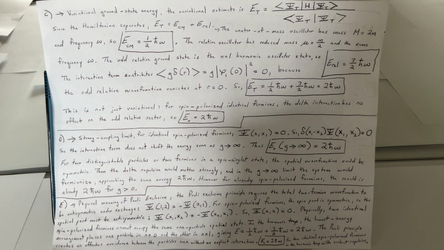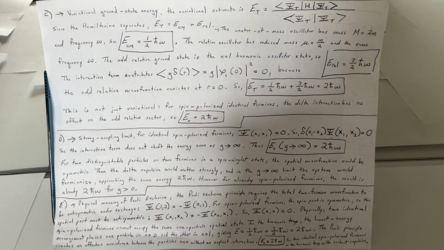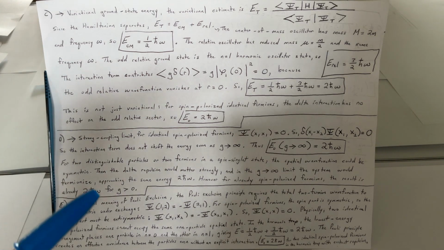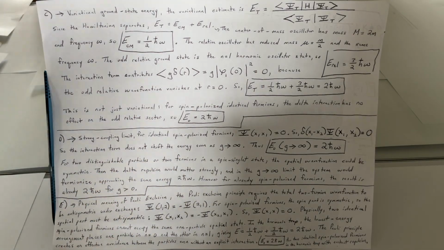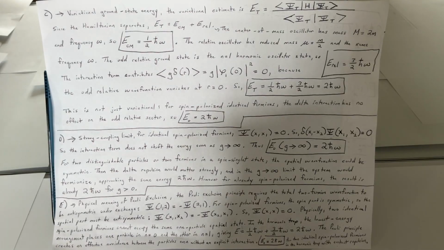All right, and for part D, determine how the result changes in the strong coupling limit. So for the strong coupling limit for identical spin polarized fermions here, you have capital psi of x sub 1 equals x sub 2 equals 0, so delta of x sub 1 minus x sub 2 times capital psi of x sub 1, x sub 2 equals 0. So the interaction term does not shift the energy even as g approaches infinity. So we get the following: E naught as g approaches infinity equals 2 h bar omega.